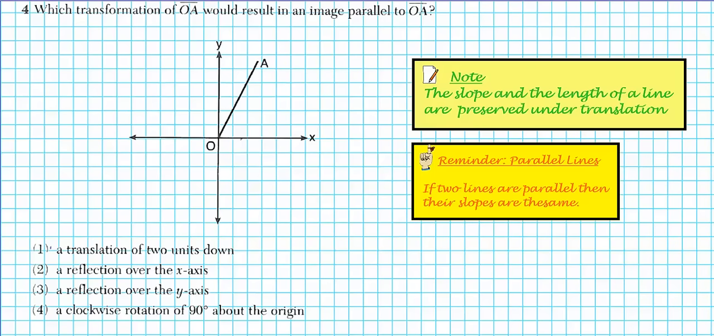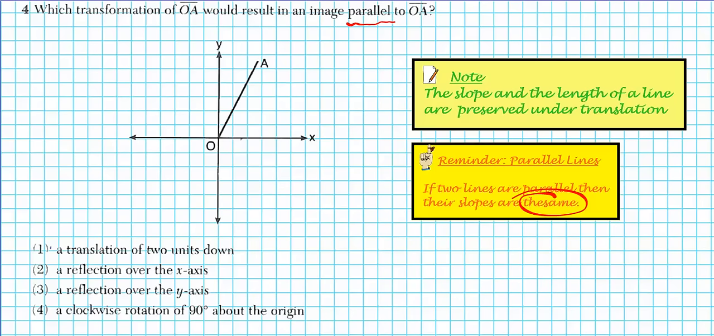Another thing you want to keep in mind is that when two lines are parallel, what does that mean? It means that their slopes are the same. Parallel means equal slopes. So what I'm going to do is carry out these transformations to segment OA, and then we're going to see which one is the correct answer.